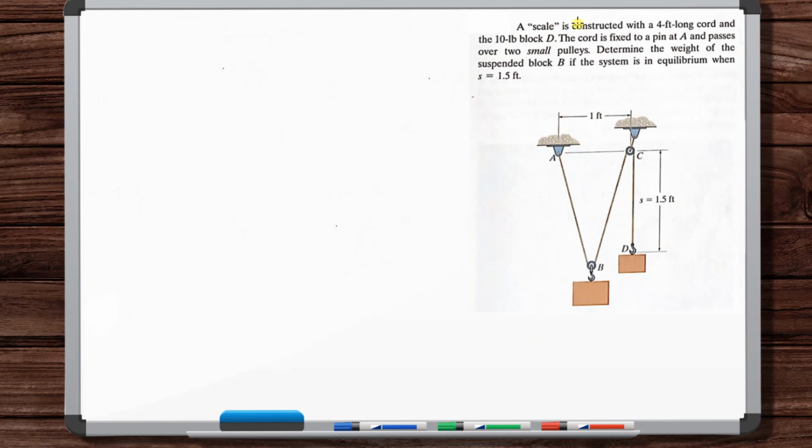Okay, so a scale is constructed with a 4-foot long cord and the 10-pound block D. So this cord is 4 feet long, and this block D is 10 pounds. The cord is fixed to a pin at A and passes over 2 small pulleys. Determine the weight of the suspended block B if the system is in equilibrium when S is equal to 1.5 feet.